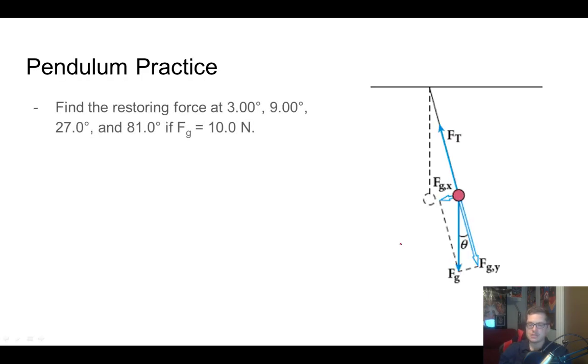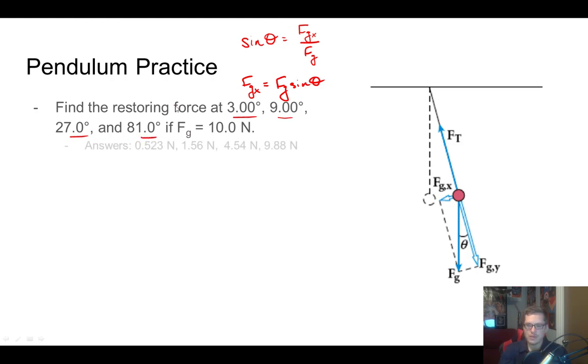So let's do a couple practice problems. It says, find the restoring force at 3 degrees, 9 degrees, 27, and 81 if FG equals 10. Well, we just established our formula in the last slide. We said that the sine of theta would be equal to FG in the x direction, because that's our restoring force, over FG. The FG of x is the part that's trying to restore us back into equilibrium, and so we want to find this restoring force. That means FG of x would be equal to FG times sine theta. Then we can just plug these values in. Our FG is always going to be 10, and then our sine theta is going to be these values here. If you do all that, you should get these values here.